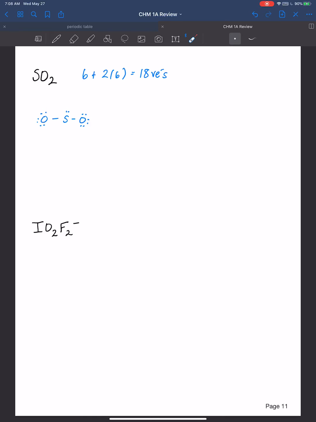Sulfur only has 1, 2, 3, 4, 5, 6 electrons attached to it. It really wants 8. So what does it need to do in order to get an octet? Excellent. It needs to borrow electrons, right? It needs to borrow electrons from the oxygen. And so 2 of them are going to come in and share.